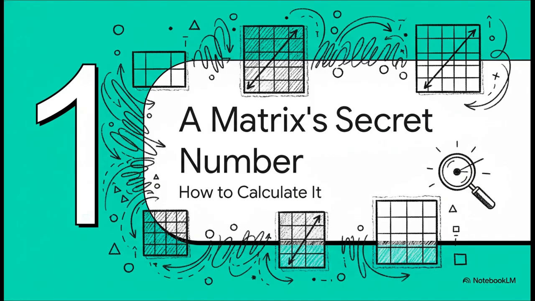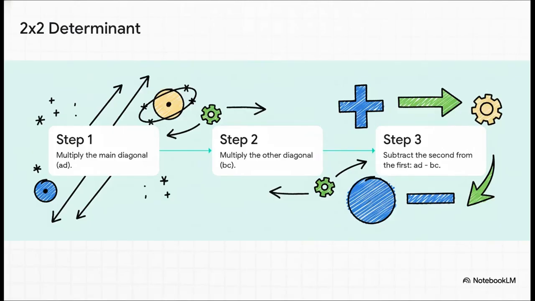All right, first things first, how do we actually find this secret number? It all starts with the calculation, and the method really just depends on the size of the matrix. For a 2 by 2 matrix, it's so simple, it's beautiful. You just multiply the elements on the main diagonal, that's top left to bottom right, and then you subtract the product of the elements on the other diagonal. So it's just AD minus BC. That's it. That's your determinant.